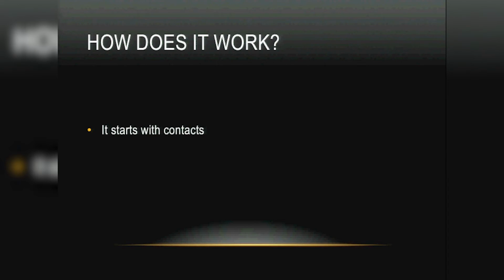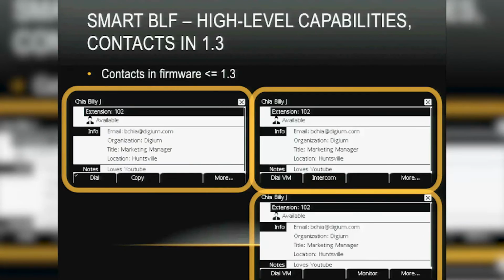All right. How does it all work? It'll start to make sense as we go through it. So it begins with contacts. Here's what contacts look like in firmware 1.3. So we've got, this is the point when we break out the laser pointer. We've got Billy there, right? And so Billy's extension 102, he's available, and here's some information about him. His email, his organization, he's a marketing manager, he works in Huntsville, and he loves YouTube, right?